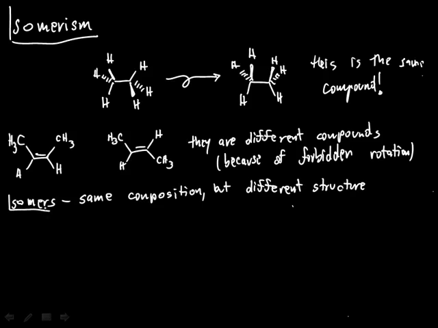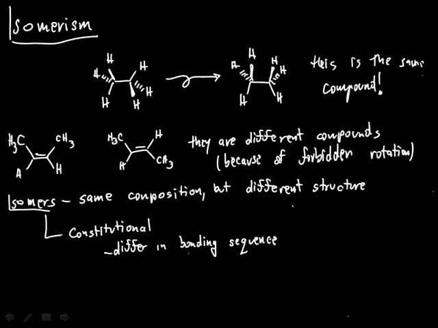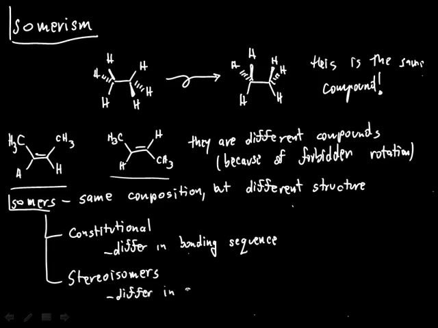Now there are two main kinds of isomers, the so-called constitutional isomers, which differ in bonding sequence, and the stereoisomers, and these two molecules would be stereoisomers, which differ in spatial orientation of the groups. Now let's look at some examples of both of these classes.